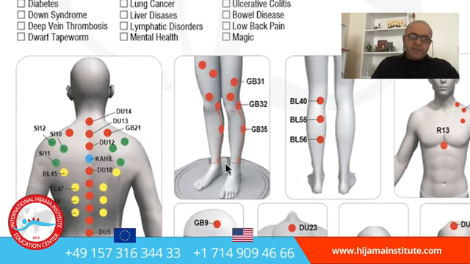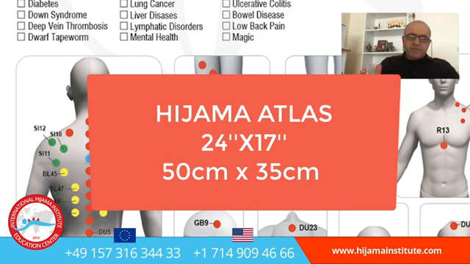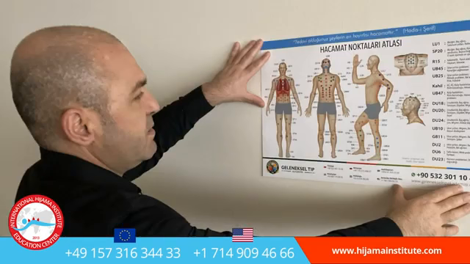The picture below here shows the main hijama points we're going to use. We're going to talk about that later. You can obtain it from Amazon or other sources, at least 24 inches by 17 inches, which is 50 centimeters by 35 centimeters, the same measurement. Try to get one of these hijama atlas point charts, because for the rest of your life you're going to use it a lot. We're going to talk about it later.